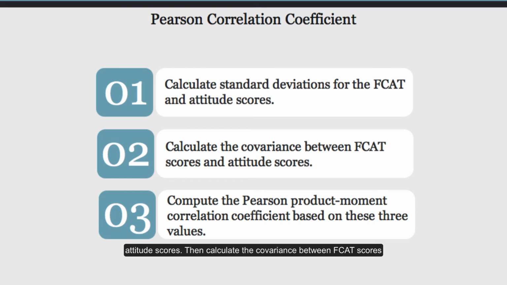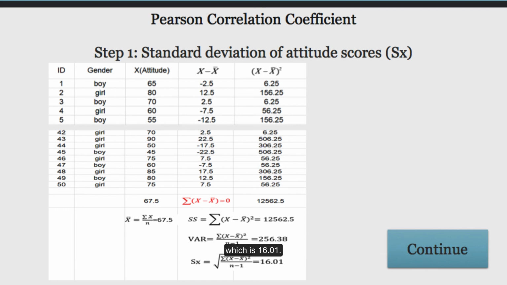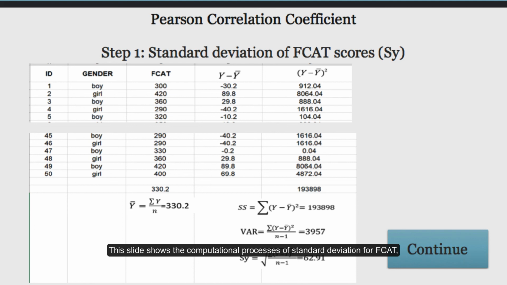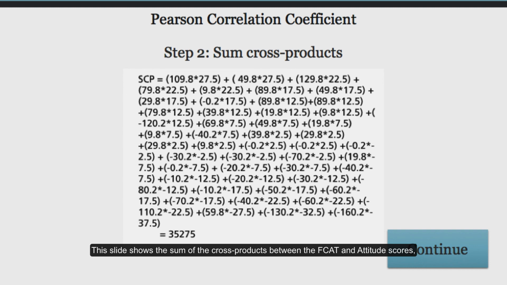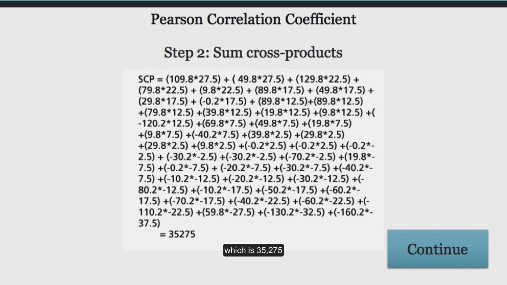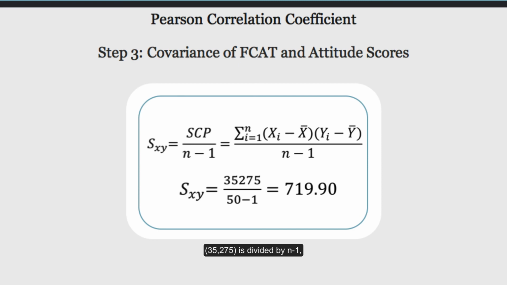Then calculate the covariance between FCAT scores and attitude scores. Finally, compute the Pearson product moment correlation coefficient based on these 3 values. This shows the computational processes of standard deviation for attitude scores, which is 16.01. This shows the computational processes of standard deviation for FCAT, which is 62.91. This shows the sum of the cross products between the FCAT and attitude scores, which is 35,275. The covariance for our sample will be as follows. The sum of cross products, 35,275, is divided by n-1, which is 49, to obtain the covariance of 719.90.